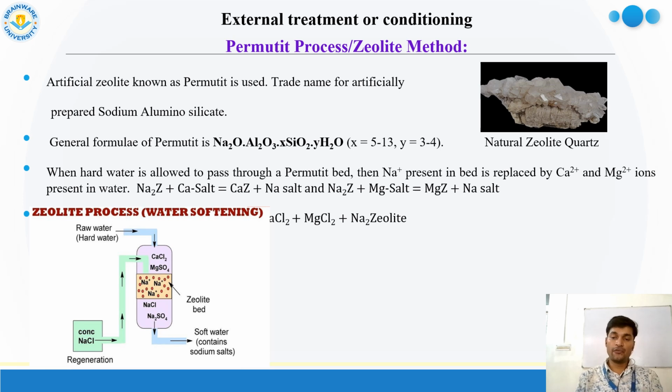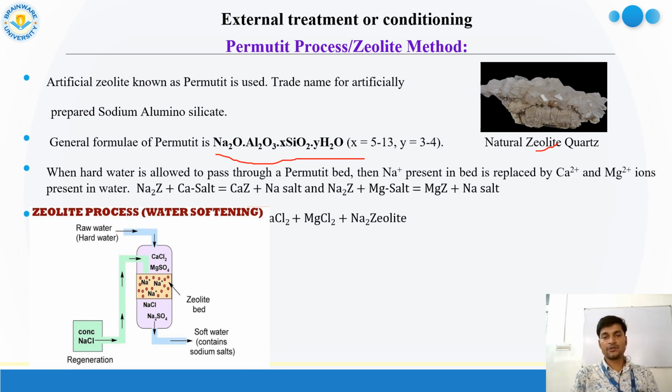What is zeolite? Zeolite is a trade name. It is a composite of sodium aluminum silicate. Normally, the general formula is given over there. By varying x, y, we can make different types of zeolite. One of the natural zeolites is given over there, it's quartz. We use many artificial zeolites depending on what types of hard chemicals are present within your water.